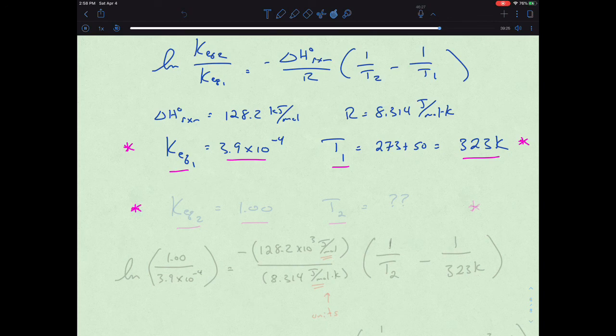Obviously, the other one is saying that what we're looking for is the second one where we have that value of 1.00, and what we're looking for is that actual temperature.